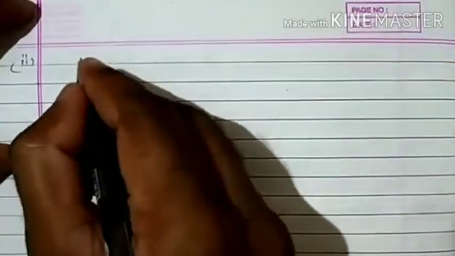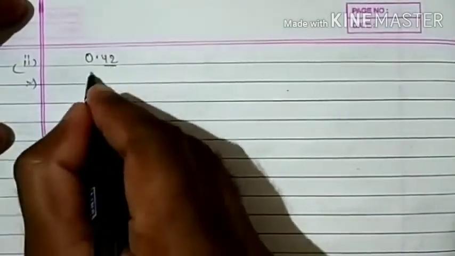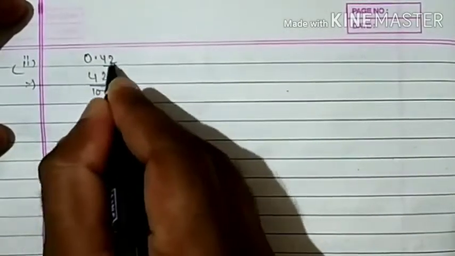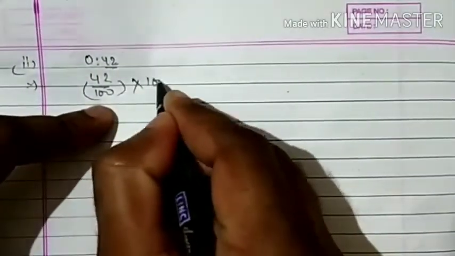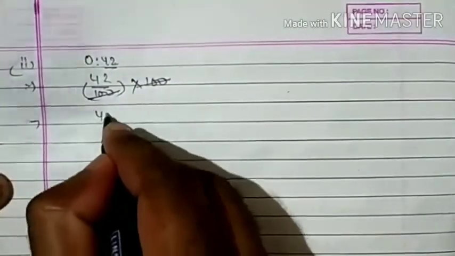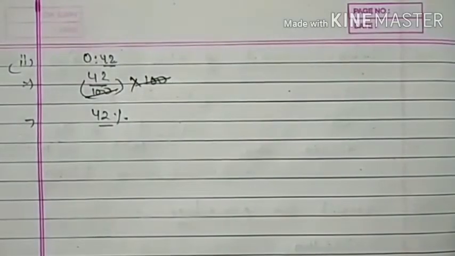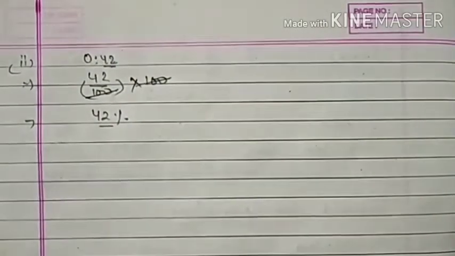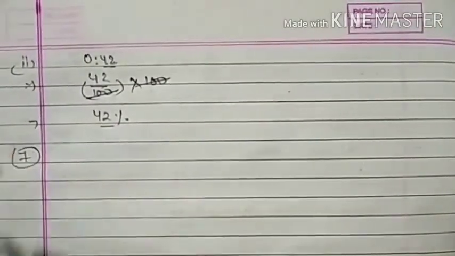The second question is 0.42. So what will we write? We can write it as 42 by 100. And to convert a fraction into percentage, what do we do? We multiply with 100. So 100 will divide 100. What do we get? 42%. I hope it is clear to everyone. Now let's move on to the next type of question.